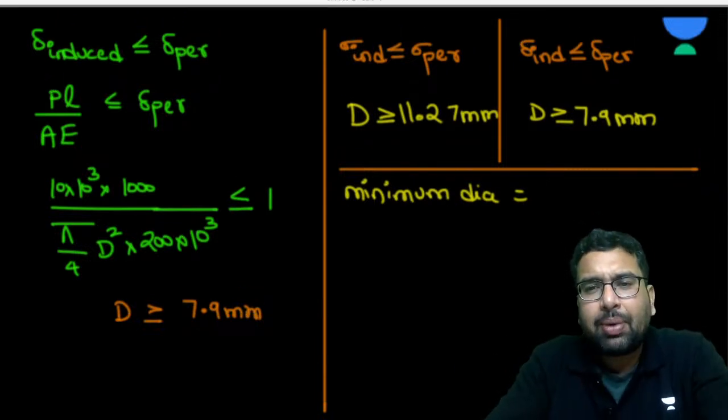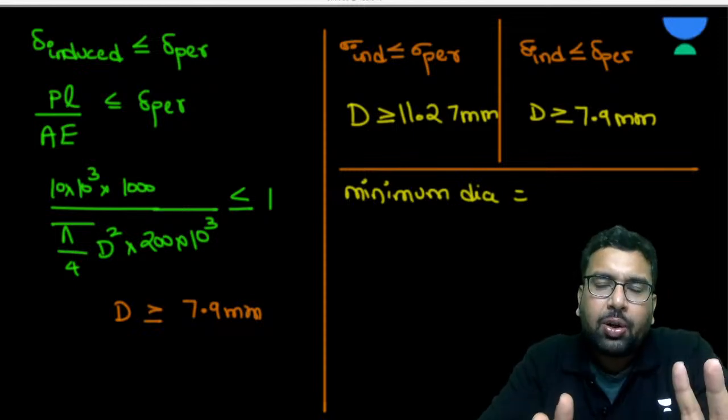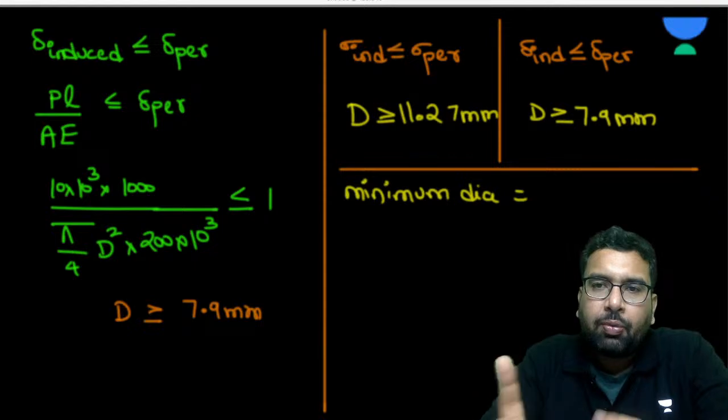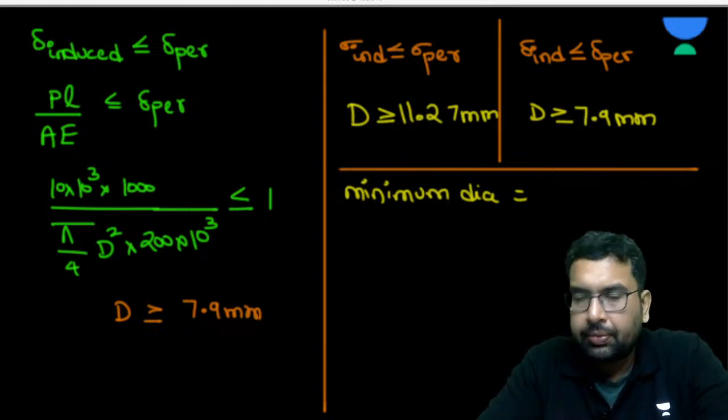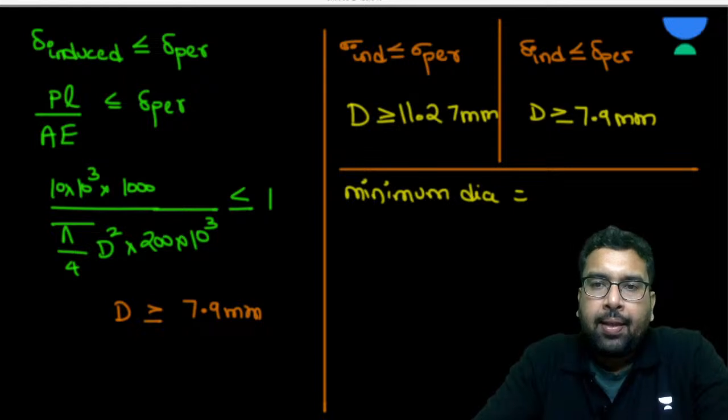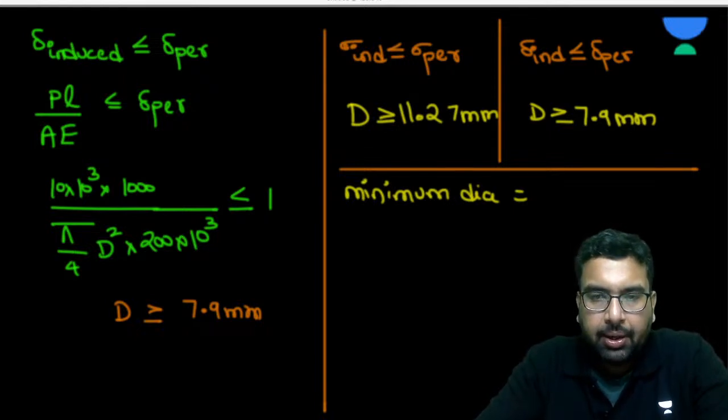So, what is the minimum diameter? From one calculation you got 11.27, and from the other calculation you are getting 7.9 mm. So, what is going to be the minimum diameter? Can you answer it? Can you answer it, beta?